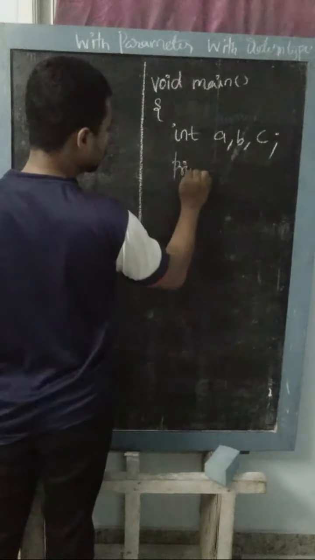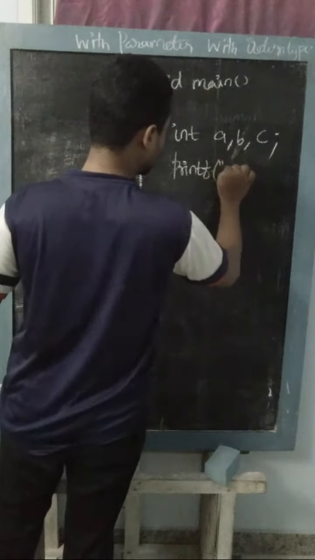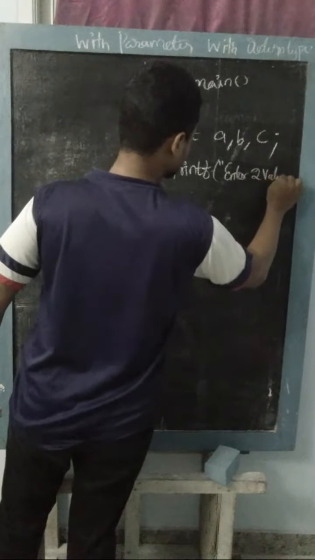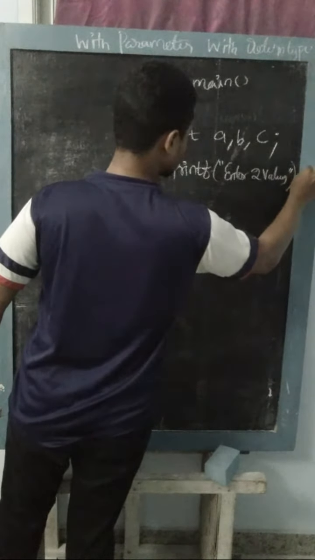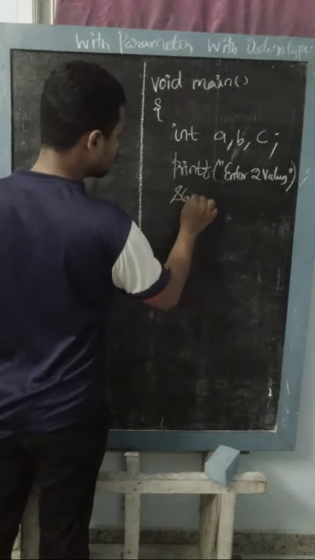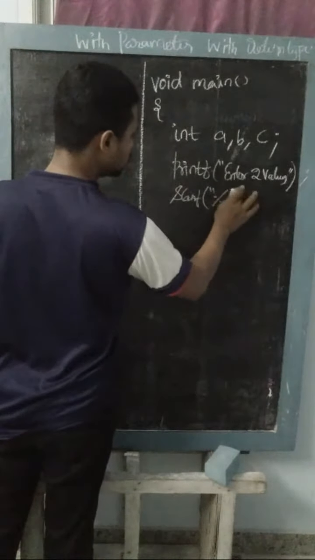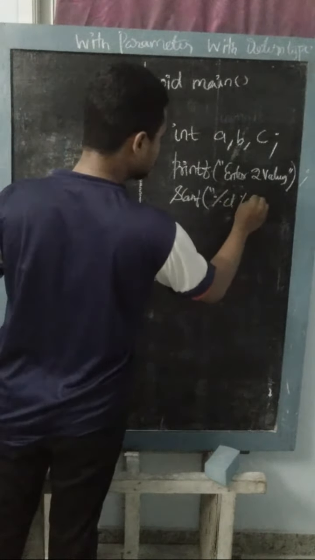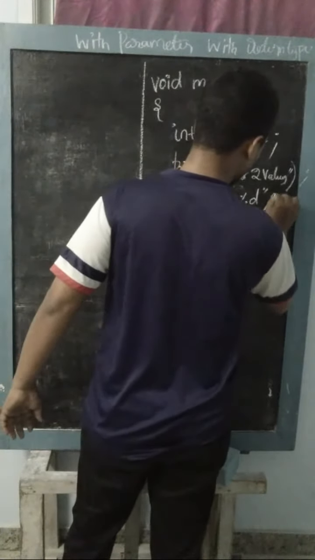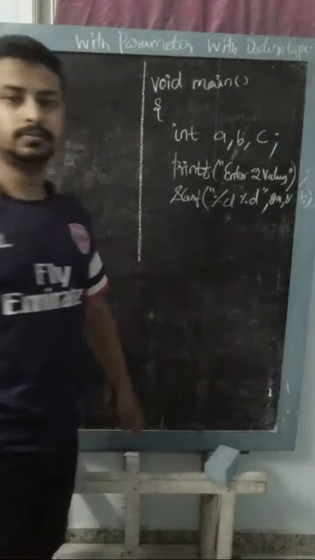Printf, you know already, is a predefined function. Enter two values. With the help of scanf, I'm going to get two values simultaneously in the same line: address of A, comma, address of B, close and semicolon.